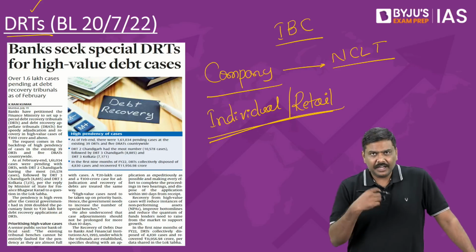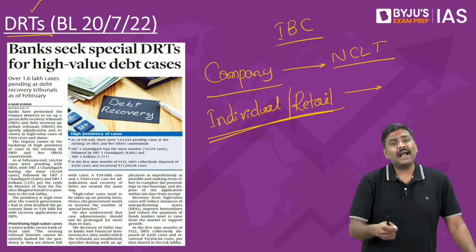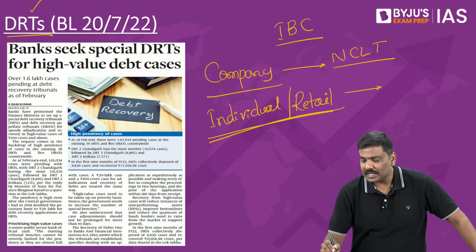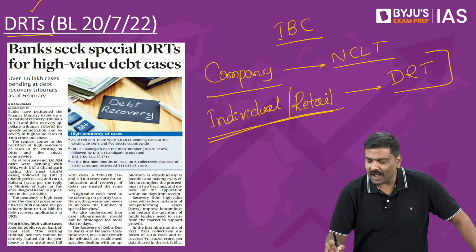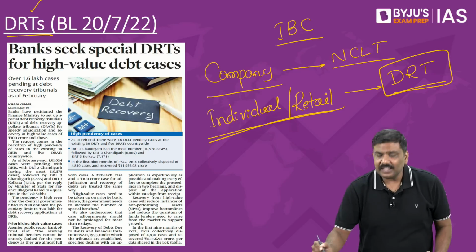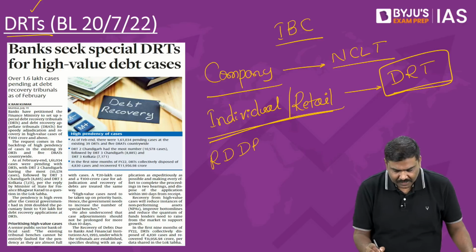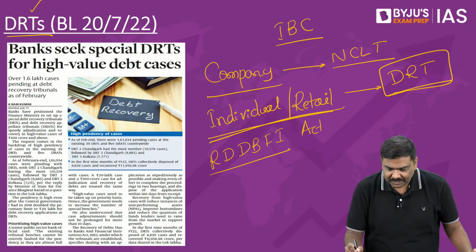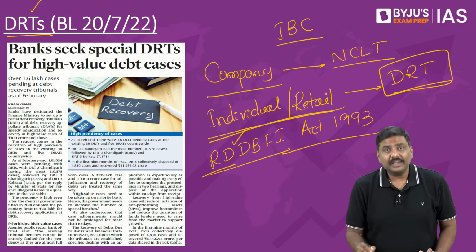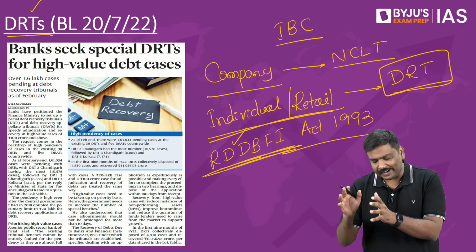So whenever an individual or retail borrower takes a loan, doesn't repay the loan, then the lender, it could be a bank or a financial institution, etc., they will file an application against the individual borrowers at the debt recovery tribunals, DRTs. Now, just to give you a context, the DRTs have been established in India with the passage of Recovery of Debt Due to Banks and Financial Institutions Act of 1993. I'll repeat the statement here. The DRTs have been established with the passage of Recovery of Debt Due to Banks and Financial Institutions Act of 1993.